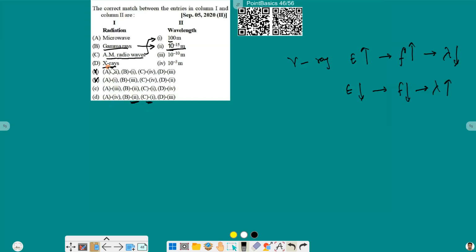Now let's come to the X-rays. X-rays have energy less than gamma rays, so their wavelength will be slightly higher than the gamma rays, and that value is 10 raised to the power minus 10 here. So D should match with the third, and here D is matching with the third. So C is wrong, and option D is the right answer.